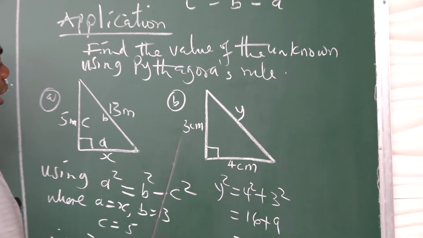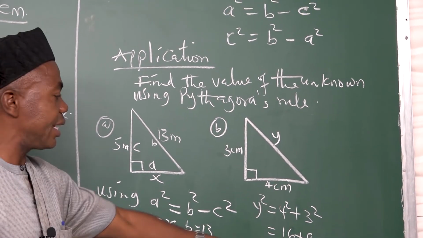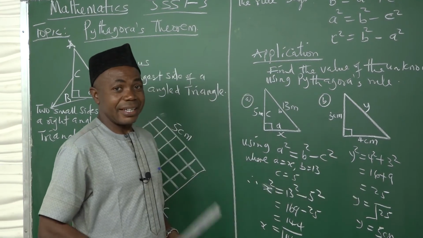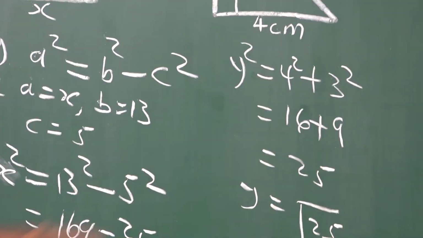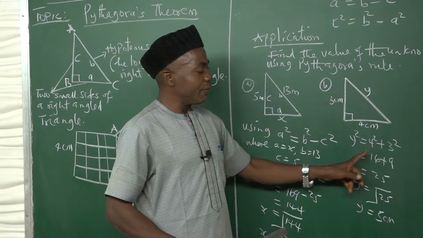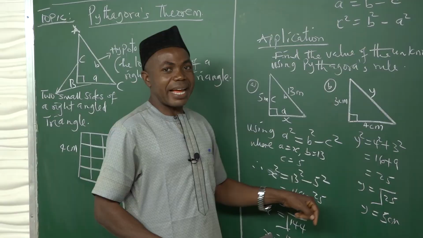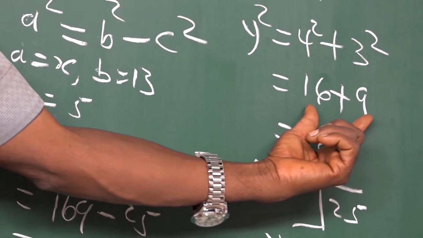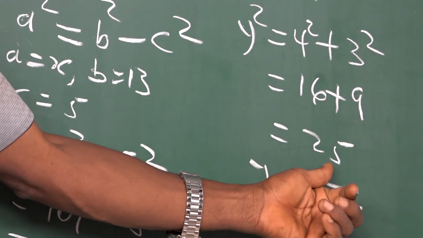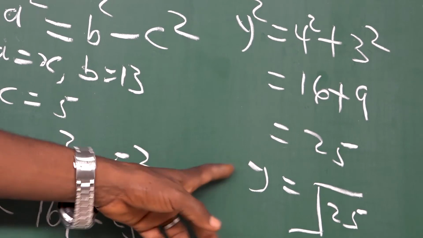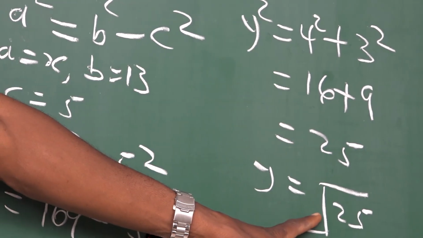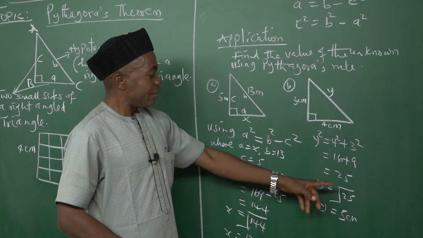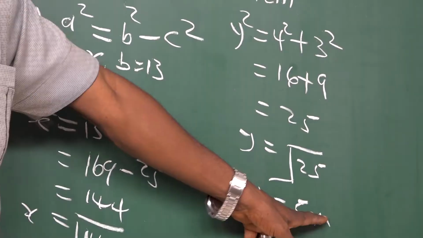And 4 squared is 4 times 4, which gave us 16. And 3 squared is 3 times 3, which is what? 9. Take note, many children have made the mistake of saying 4 plus 4 to give you 8. In powers, we multiply. So, it is 4 times 4, 16, and 3 times 3, 9. And the summation of 16 and 9 gives us 25. Just as I told you, the square here disappeared because of the square root of 25. And the square root of 25 is 5. So the value of y is 5 centimeter.